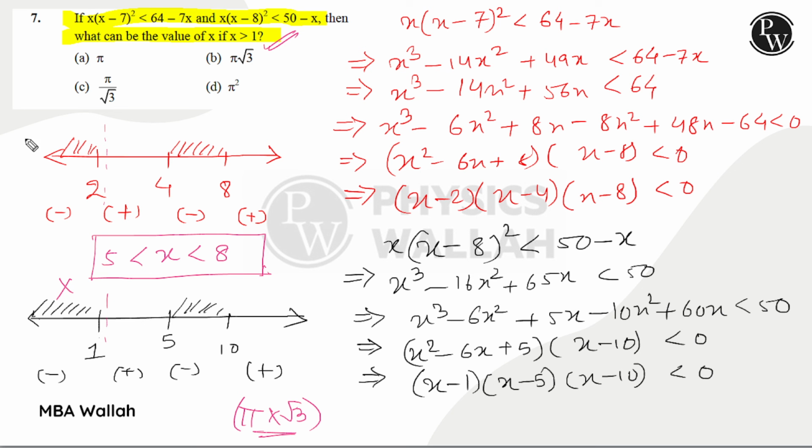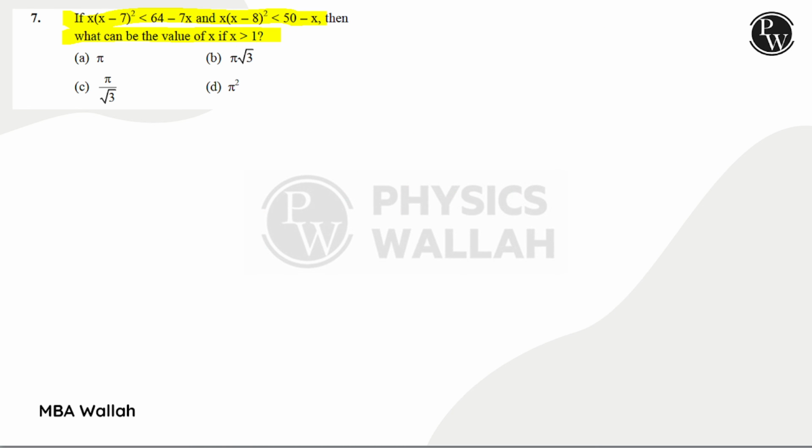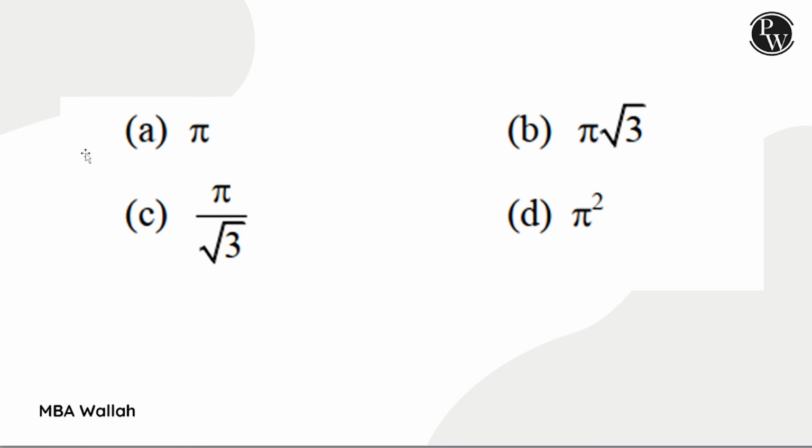Okay, just a second. The answer to this question will be this one, but let's go and see the options also. In the options, it is given at option number B. So pi root 3 has to be the answer to this question.